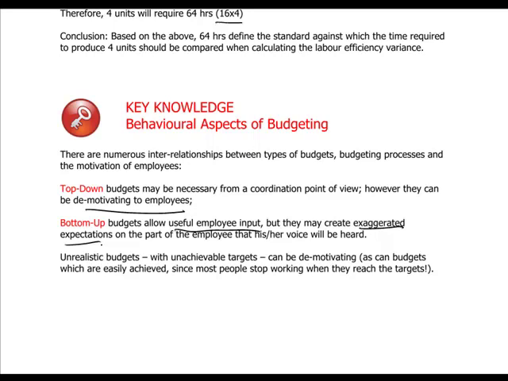Just imagine, it has to be defined up to which level we are going down, and what kind of information we are building into our budgets. Unrealistic budgets can be demotivating. Also, budgets that are easily achieved are demotivating, because remember, people will stop working when they reach their targets. So companies should set up budgets so that they are motivating for employees.